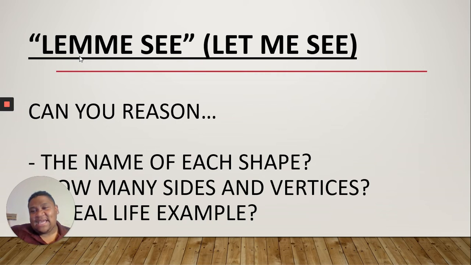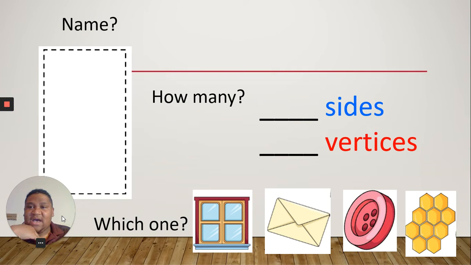All right, so let me see if you can reason. Y'all know I love to say, let me see. When I say let me see, I want you to show me what you know. I want you to show me the name of each shape and how many sides and vertices and the real life example. Let me see. So, what is the name of this shape? Let's reason and explain the name of this shape. I'm going to give you some time.